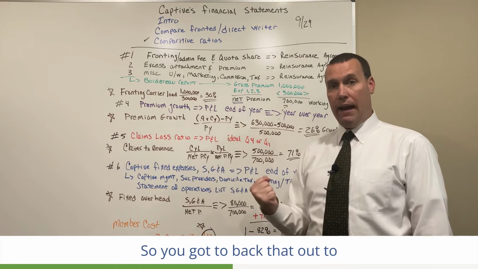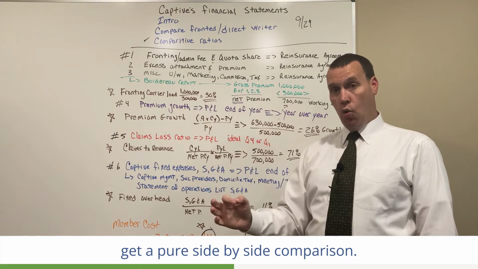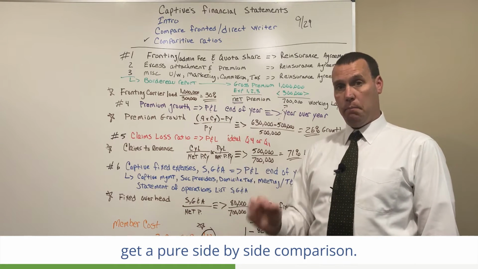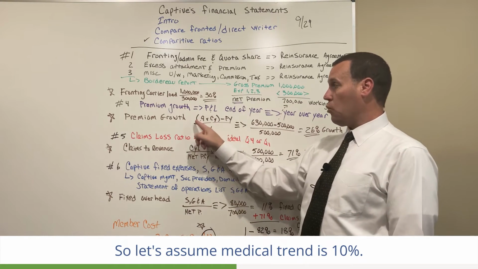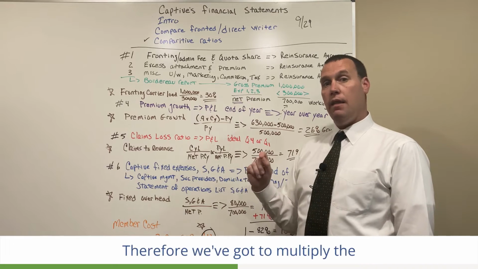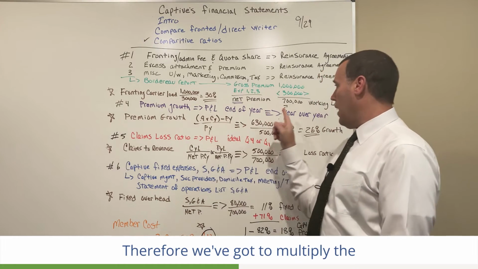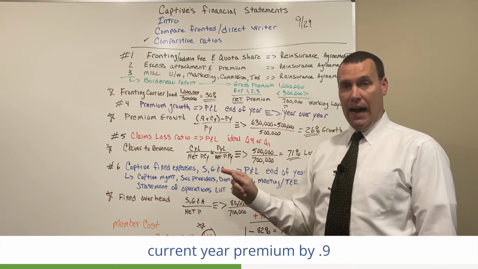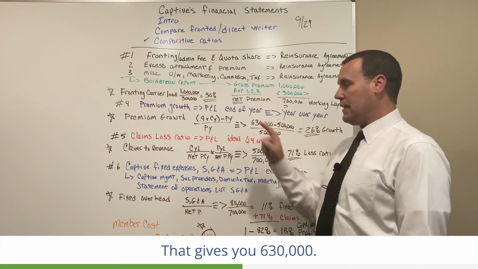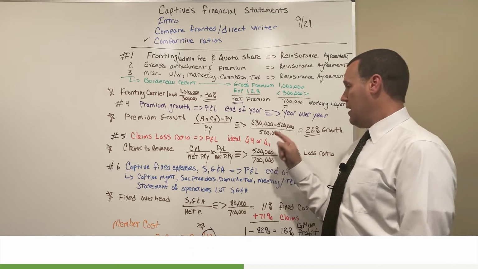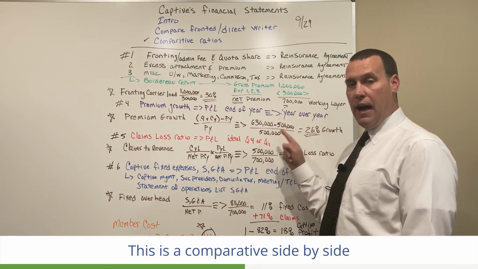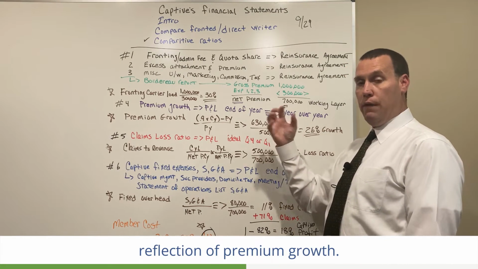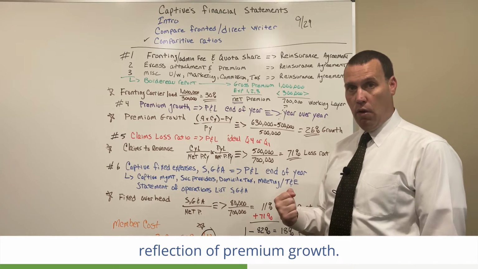So you got to back that out to get a pure side-by-side comparison. So let's assume medical trend is 10%. Therefore, we've got to multiply the current year premium by 0.9. That gives you 630,000. This is a comparative side-by-side reflection of premium growth.